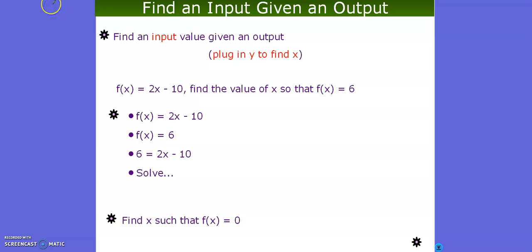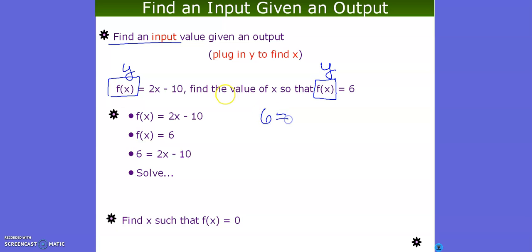You can also do the opposite. You might be asked to find the input if you're given an output. So here they tell us right in there, find the input. Okay, that means I don't know what the x is, but I know what the y is. So let's keep in mind, anytime I see f of x or g of x, that's a fancy way to say y. So over here, it says find the value of x so that f of x equals 6. Remember, this is a fancy way to say y. So all we're doing is replacing f of x with 6.